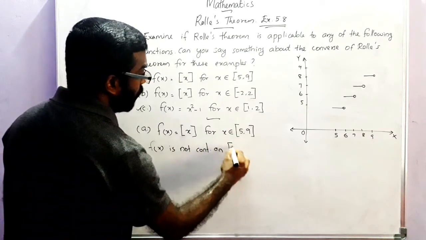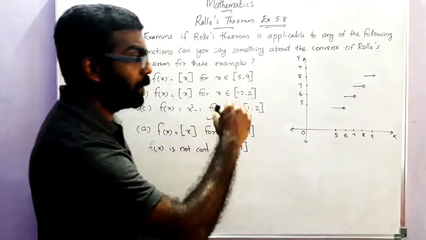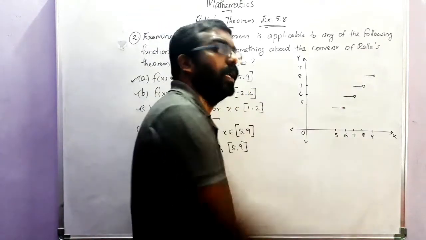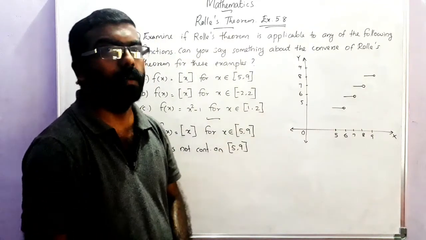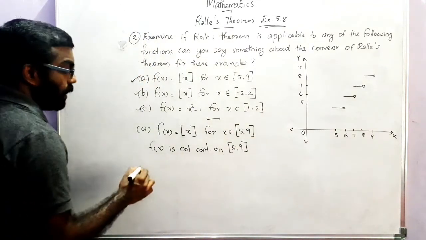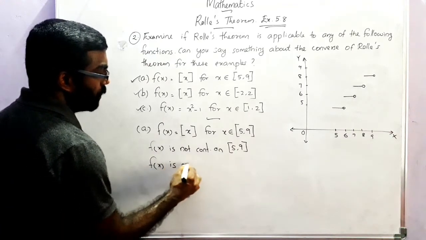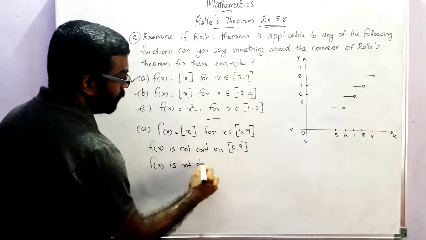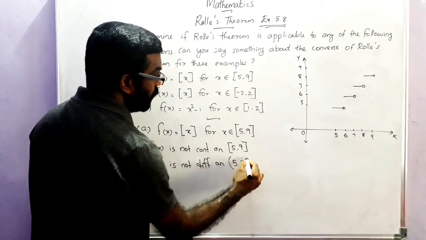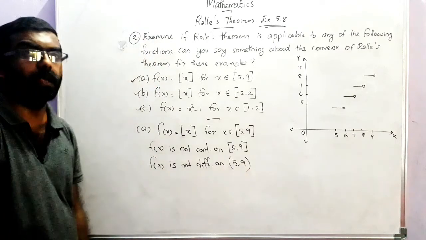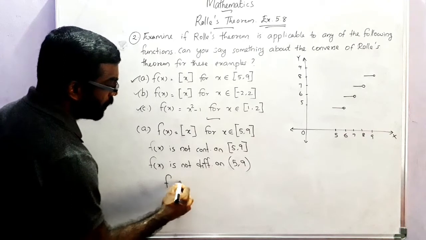on closed interval 5, 9. Continuous means without lifting the pen from the paper, we can easily draw the curve. We can draw a smooth curve. Here it is not possible. And f of x is not differentiable on open interval 5, 9. Understood?